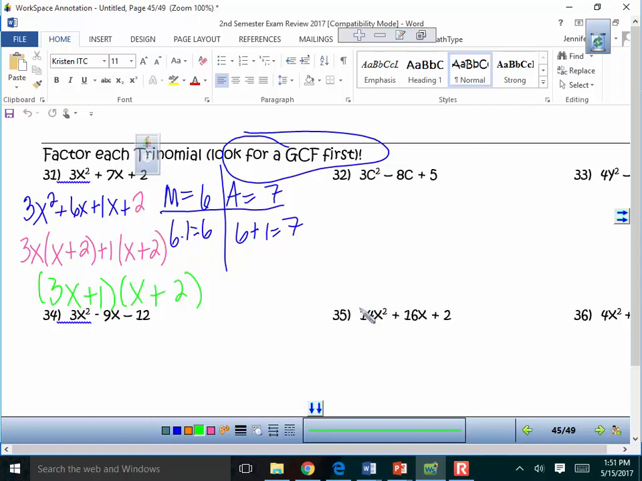On number 35, is there a GCF? 2. Can we do number 30?